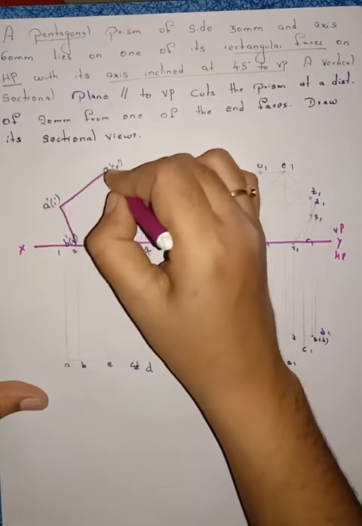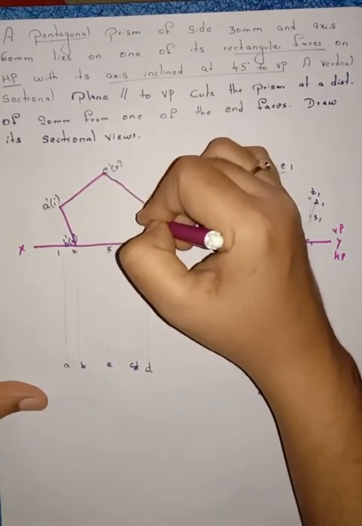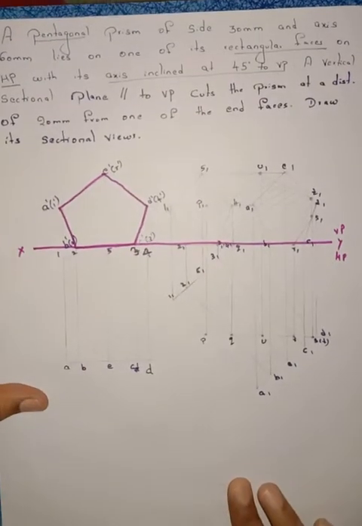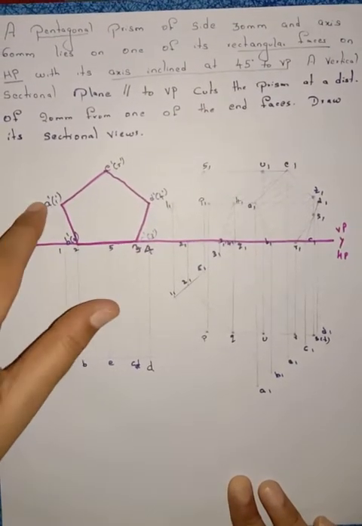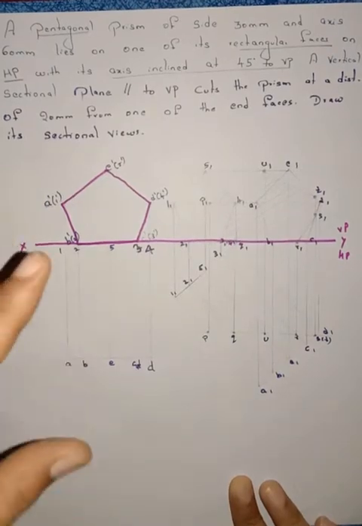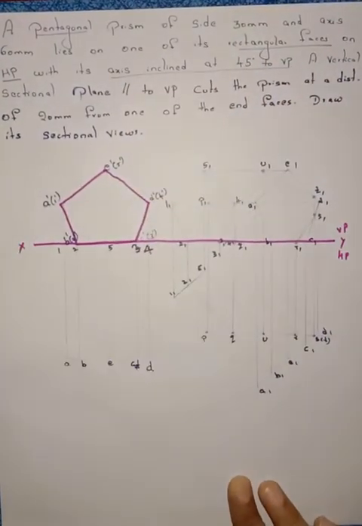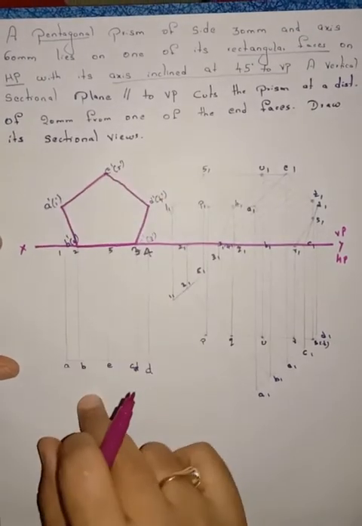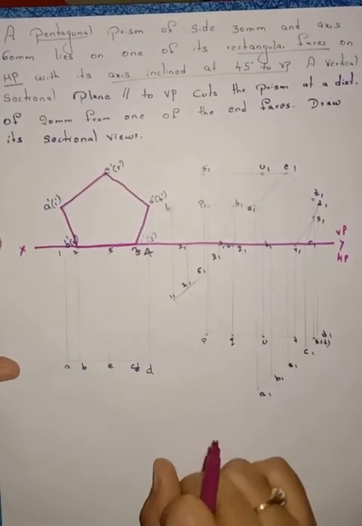You can construct any shape here. You can keep the base here, you can keep a corner here, you can draw anywhere. The condition is that the rectangular faces are on HP. So if you project this one, you will get the rectangular faces here. Rectangular faces will be on HP.